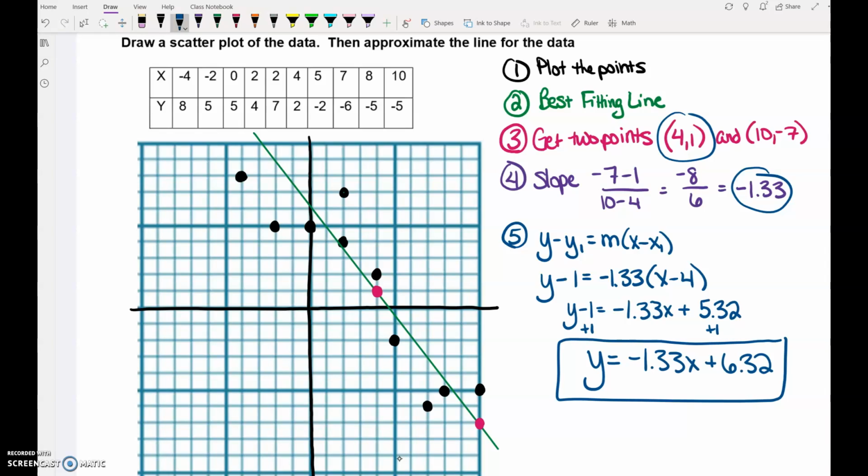So on the test, I would have an acceptable range of slopes, and I would have an acceptable range of y-intercepts. And as long as you're somewhere within there, I would consider your line to be a well-fitting line.